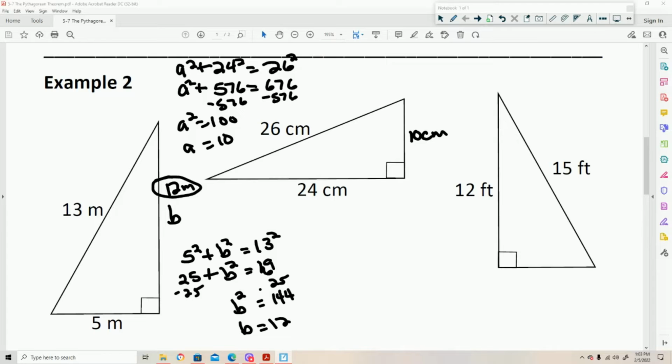Okay, one more of these. I'll say we're looking for A here. We'll put it right up here. So A squared plus 12 squared equals 15 squared. Again, first step, square everything. The middle step when we're finding a leg is to subtract.